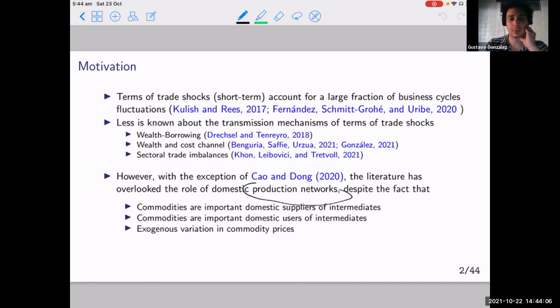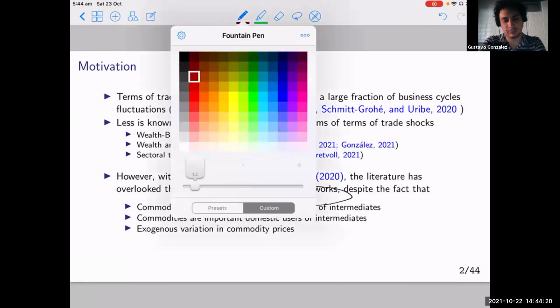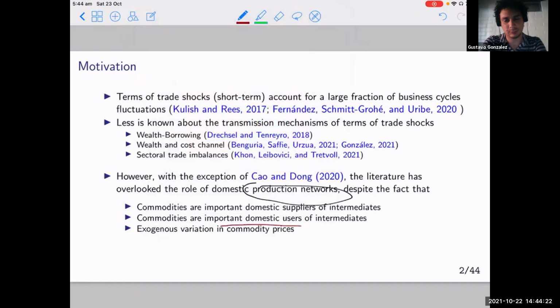We saw in the papers by Gustavo and Miguel that there were domestic connections, that commodities were providing intermediate inputs. So there was that connection, but commodities are also important users of intermediate inputs. So in a way, commodities and other industries are all interconnected, upstream and downstream. We're going to try, empirically and then theoretically, to think about whether this transmission mechanism is relevant, and how we can understand small open economies' business cycle fluctuations from that perspective.